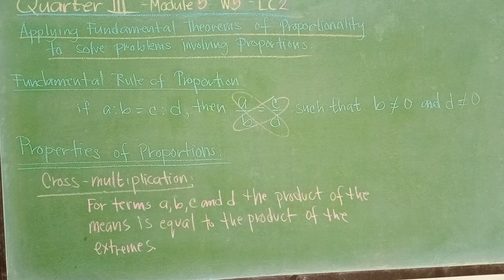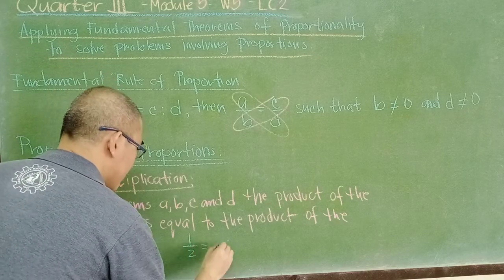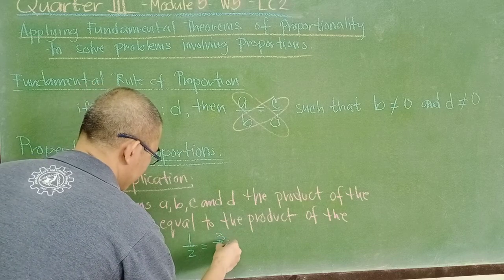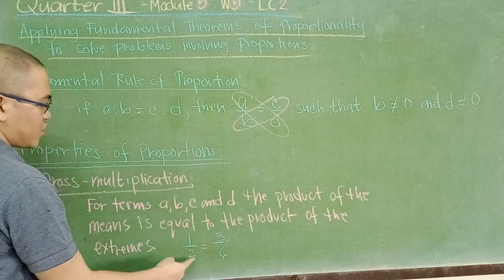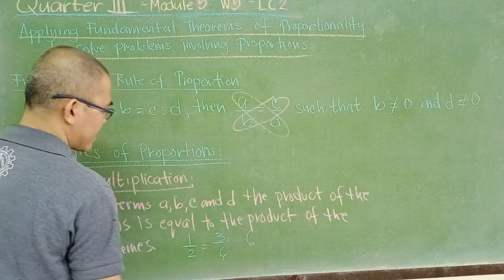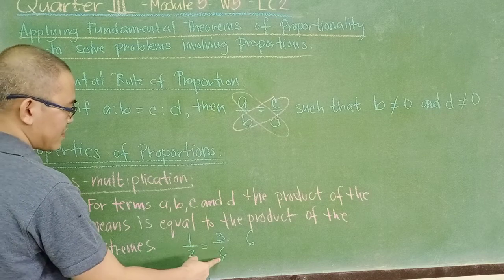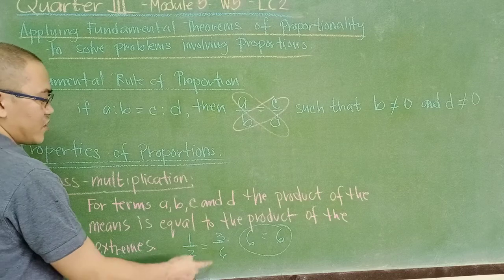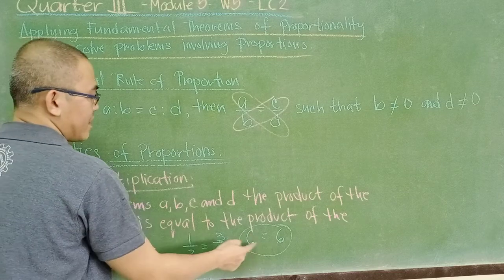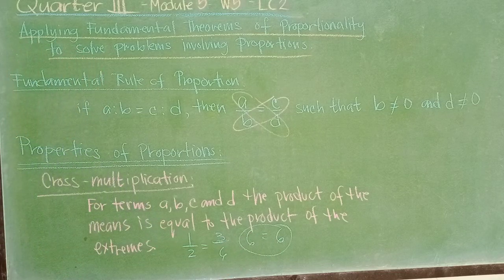So let's say 1 over 2, tapos 3 over 6. So pag pinag-multiply mo yung means, which is yung 2 and 3, 2 times 3, that's 6. And then yung extremes, 1 times 6 is also 6. So makikita natin na proportional sila. Proportional yung dalawang ratio, since nag-yield sila ng parehas na product. So mamaya after natin i-discuss yung mga properties, magkakaroon tayo ng mga example by bawat properties.